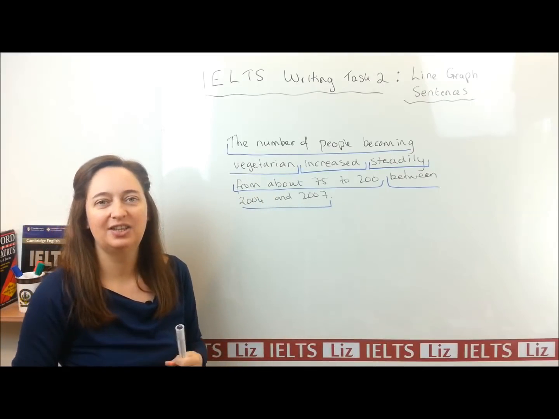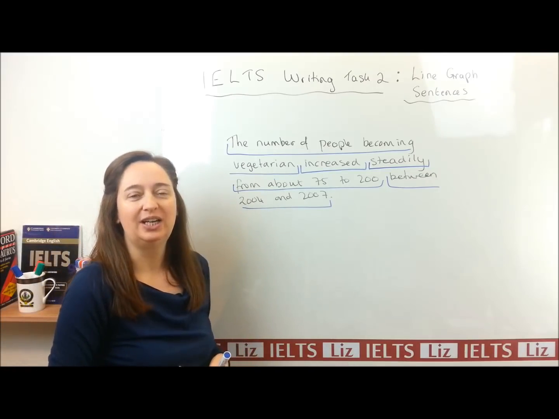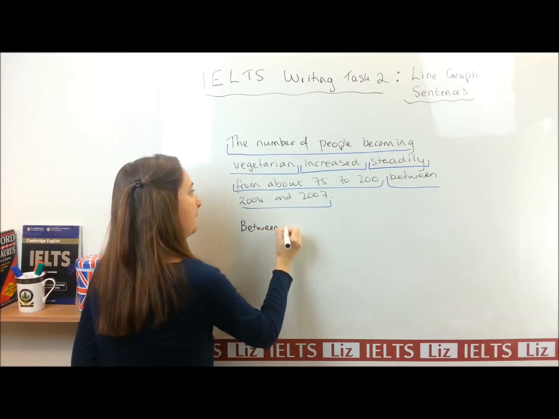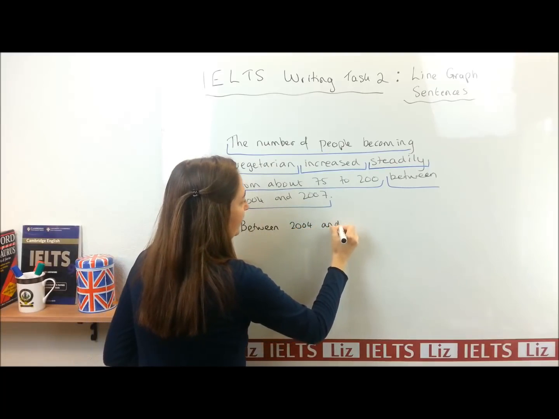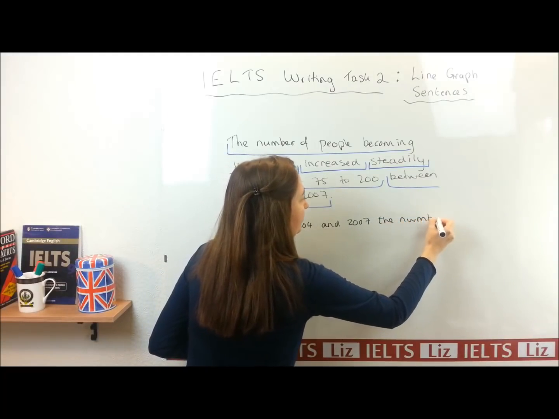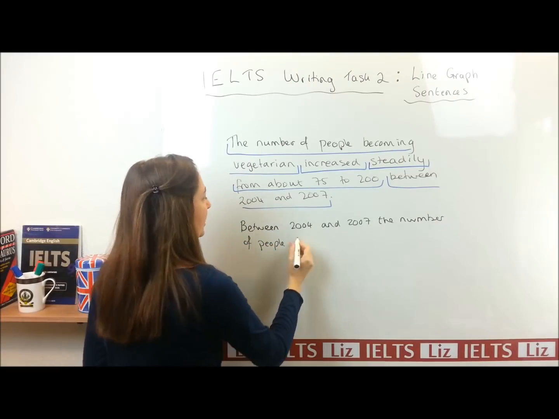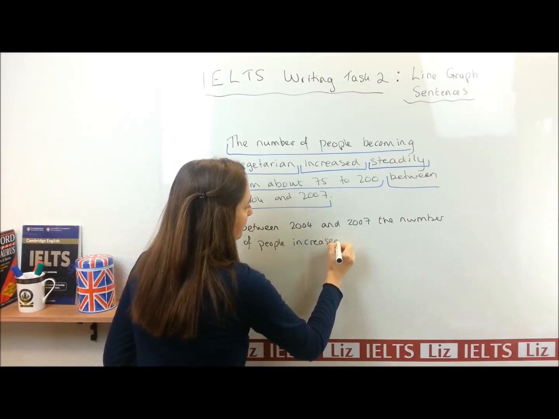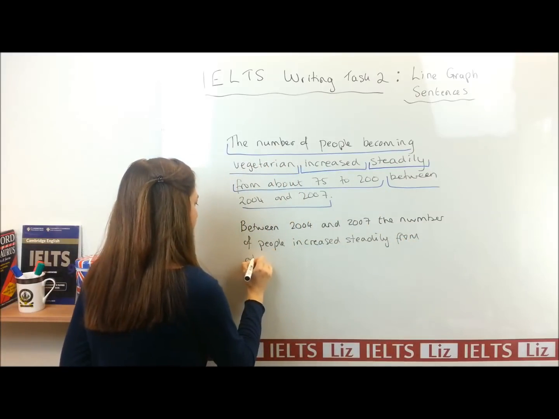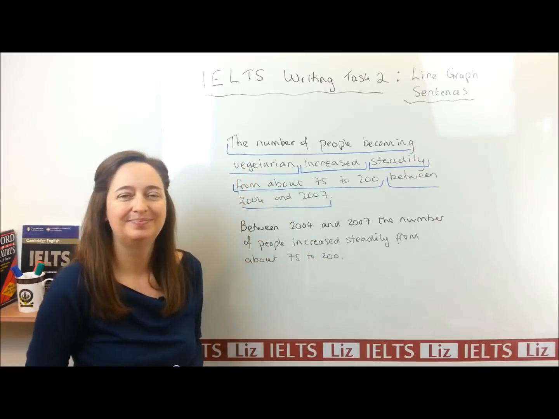So let's change that a little bit and write the sentence in a different way. Well, one way we could change it is we could start with the dates. So between 2004 and 2007, the number of people, and we can say becoming vegetarian, increased steadily from about 75 to 200. I'll stop there.